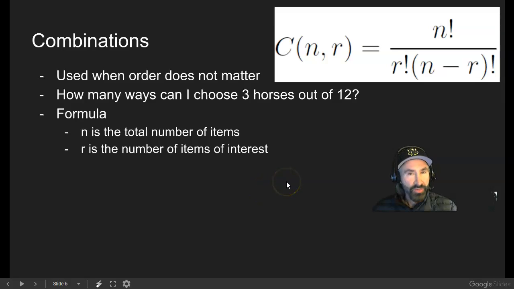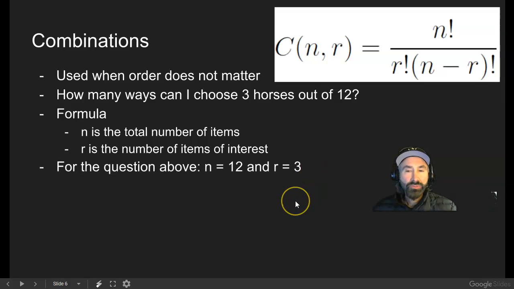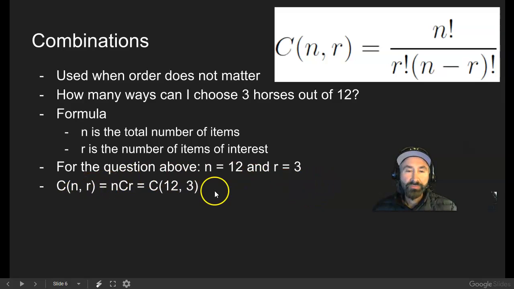R is the number of items of interest, just like with permutations. And in this case, n equals 12, because there are 12 horses, and r equals 3, because we're interested in how many ways I could choose 3 of them. And so we would put them together, and we would do something like C(12, 3).